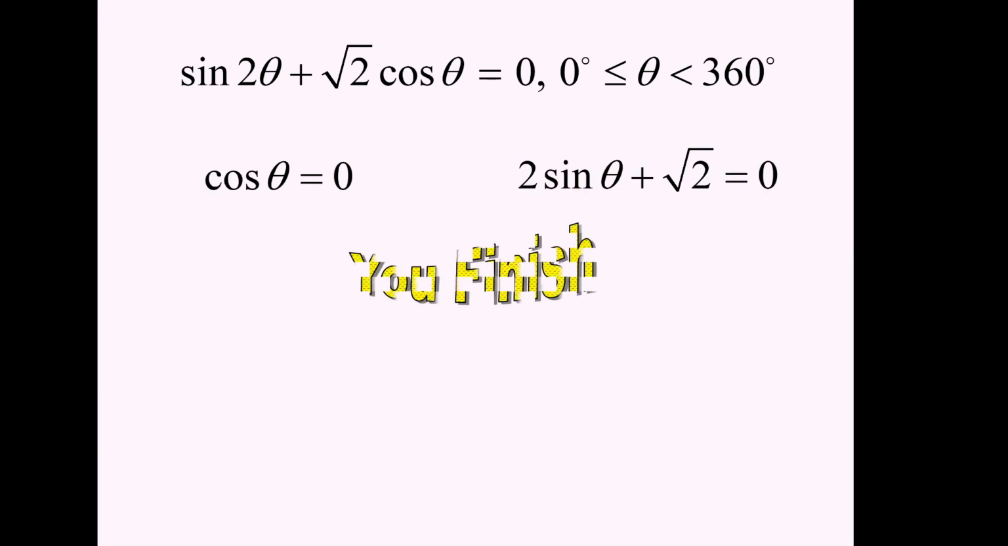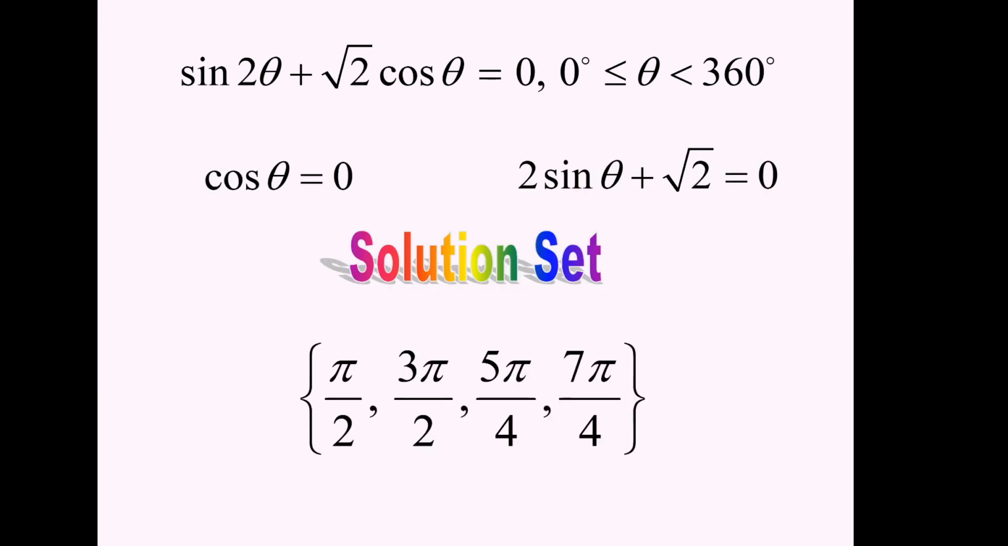So take the inverse of cosine of 0. We do have pi over 2, 3 pi over 2. And for the other one, inverse of sine of negative root 2 over 2, we'll find that the angles would be 5 pi over 4, 7 pi over 4. So in total we'll end up with 4 solutions for the solution set.